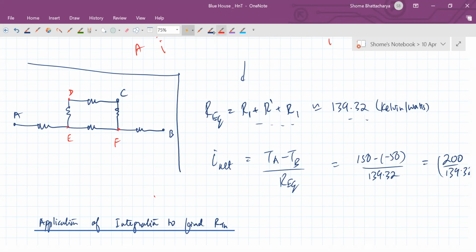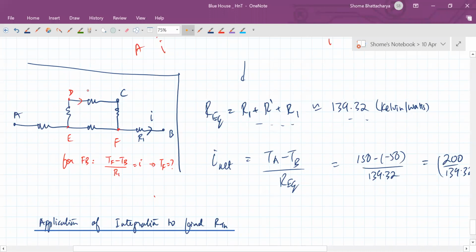So first, what you do is you find the current through this resistor. Then, using the Ohm's law equivalent for FD, you find the temperature at the point F. This resistor was R1. So from this you find the temperature at the point F. Then what do you do next?